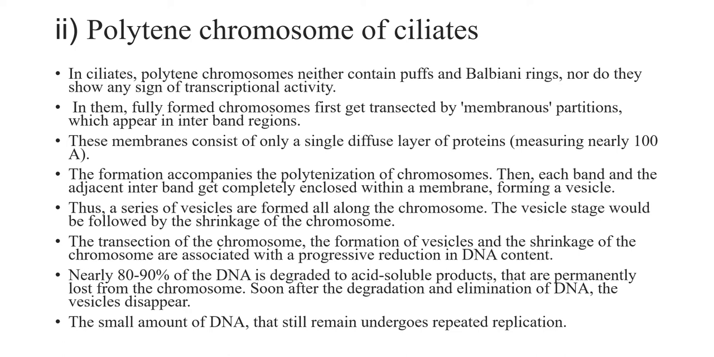The vesicle stage is followed by the shrinkage of the chromosomes. The transection of the chromosomes, the formation of vesicles, and the shrinkage of the chromosomes are associated with a progressive reduction in DNA content. Nearly 80 to 90% of the DNA is degraded to acid soluble products that are permanently lost from the chromosomes. Soon after the degradation and elimination of DNA, the vesicles disappear. The small amount of DNA that still remains undergoes repeated replication.